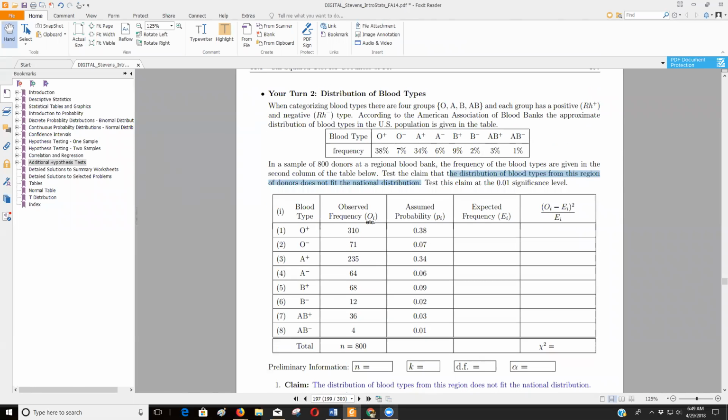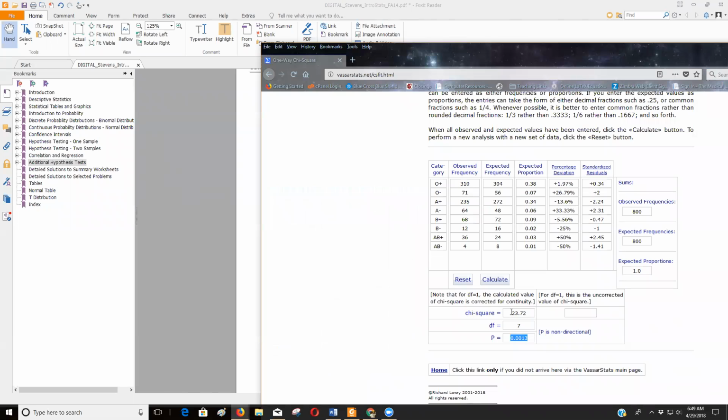So then I come back and I would write that down, and then my calculator gave me a chi-square number. That's my test statistic of 23.72. I could report the degrees of freedom. That won't affect things here. And then there's my p-value, a very small p-value. That p-value is less than 0.01, less than 1%. So I'm going to reject H0.